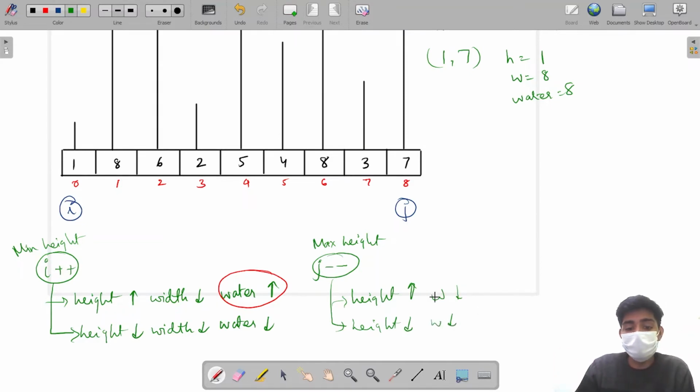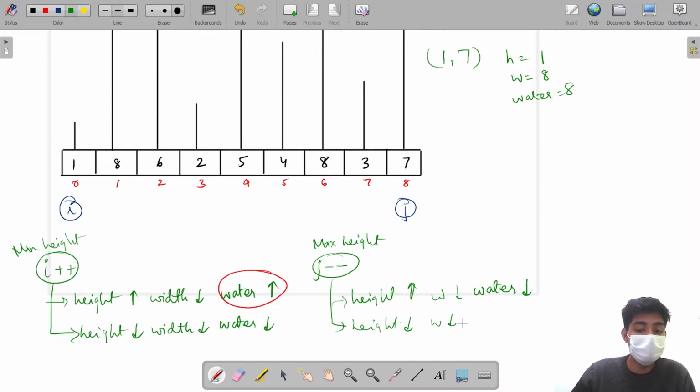So if my height increases and my width decreases, listen to this. This is the max height at this point. And if I decrease my j, even if my height increases, since the minimum stays the same and my width decreases, my water will also decrease.